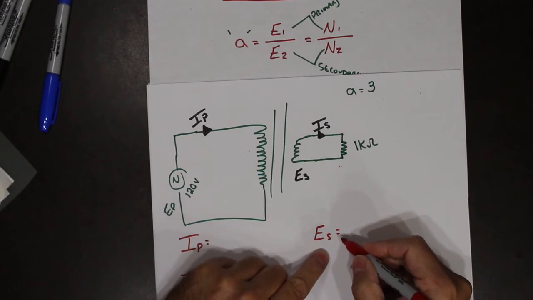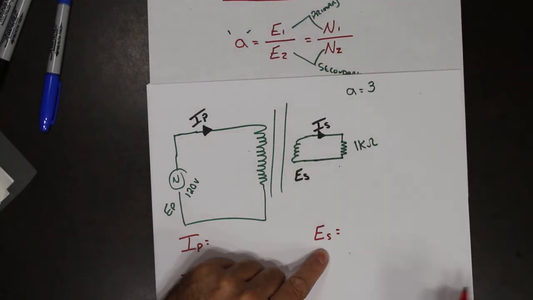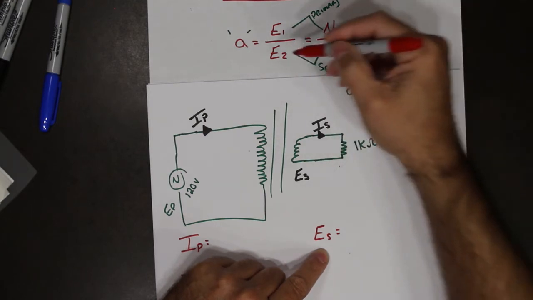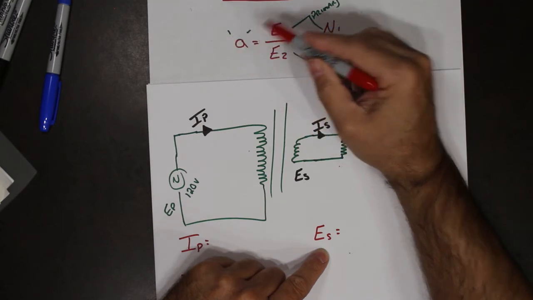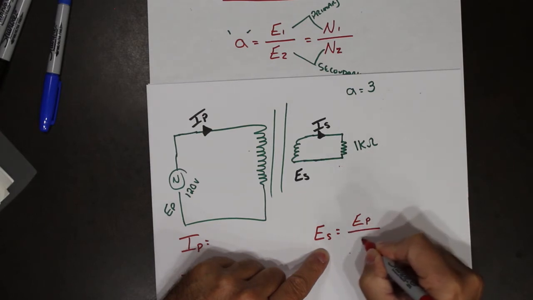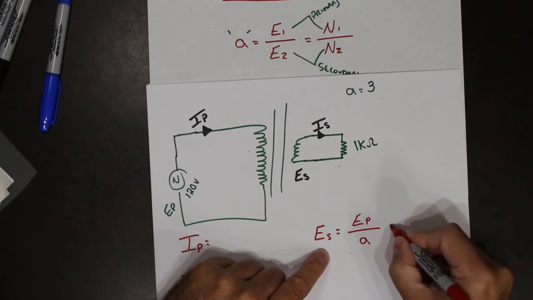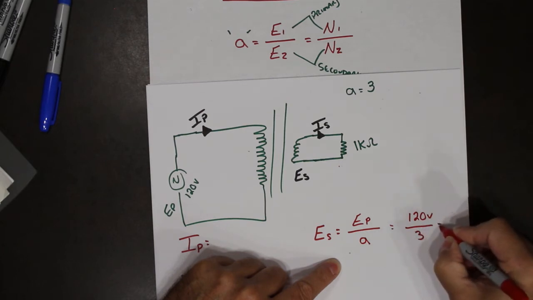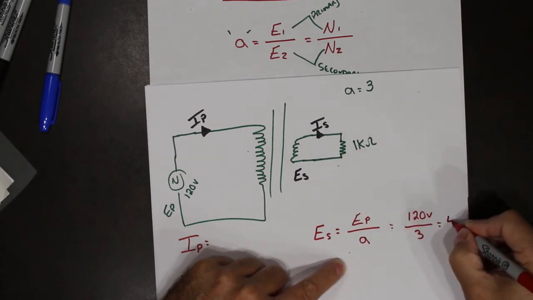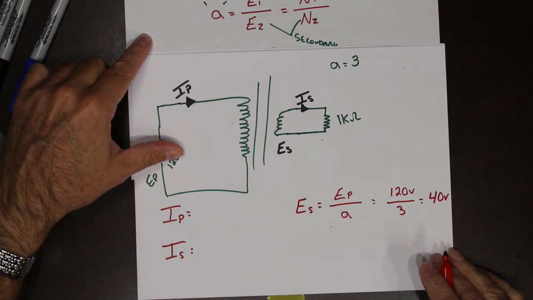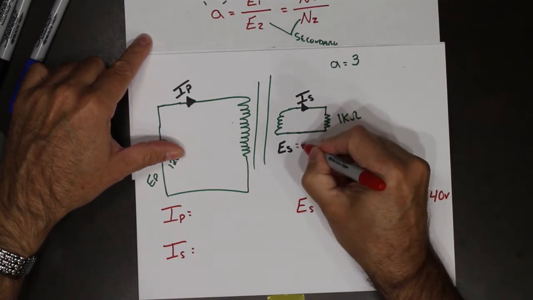So in this case, ES is equal to, we're going to rearrange this formula and solve for E2 or ES. Basically we're going to take this side and multiply over there, and what it happens to be is E1 or E primary divided by A. So E primary is 120 volts, A is 3, therefore what's on the secondary is 40 volts. So we got 40 volts sitting here now.